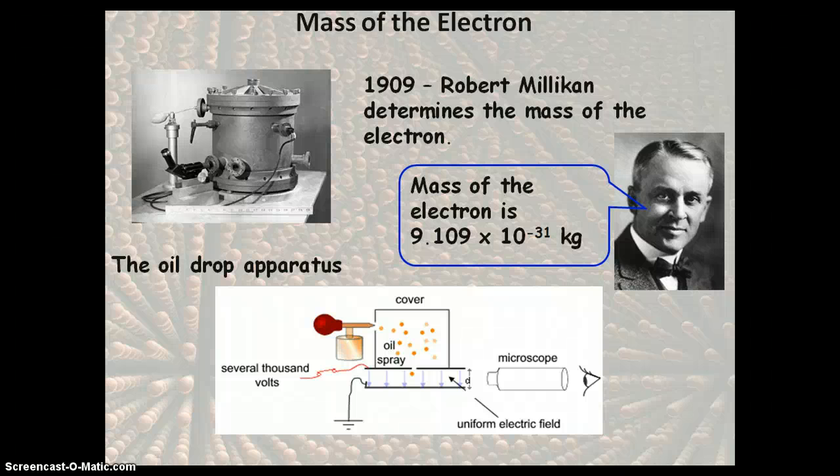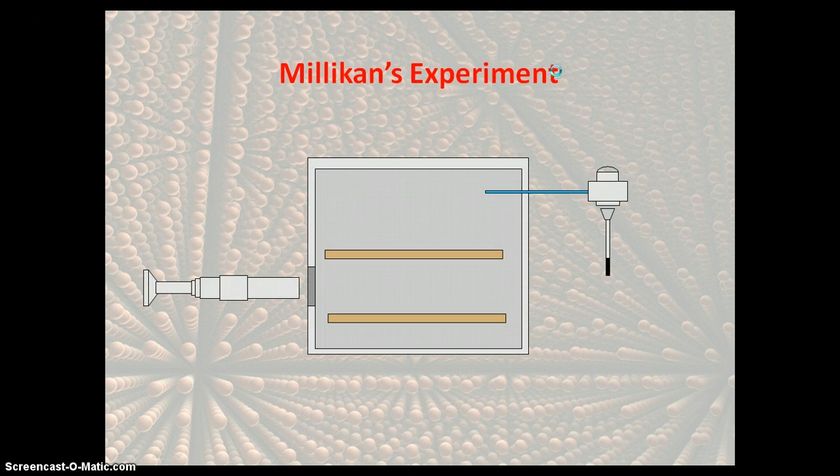In this podcast, we're going to talk about Robert Millikan and his discovery with the mass and charge of the electron. He used the oil drop apparatus. Here's a picture of his apparatus.